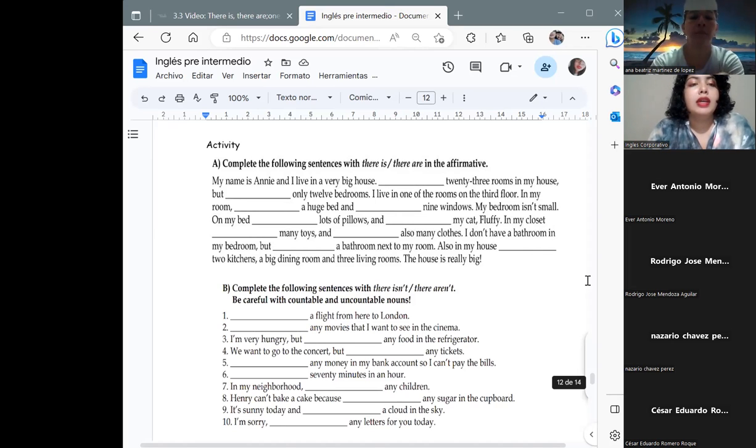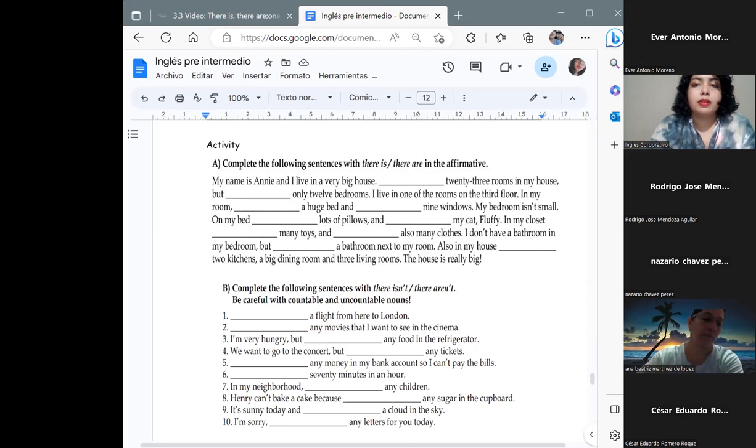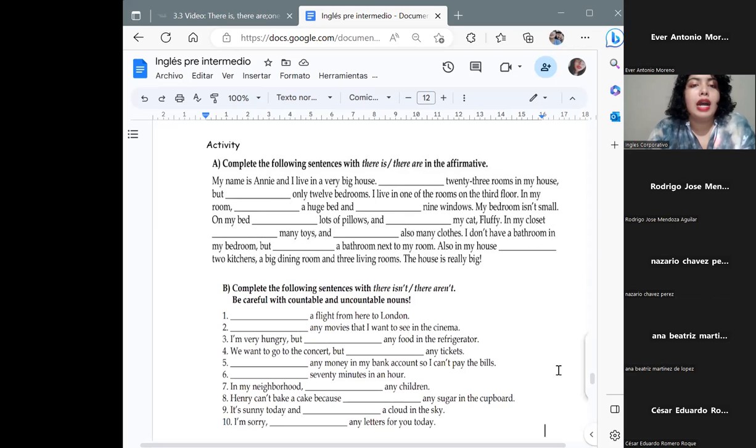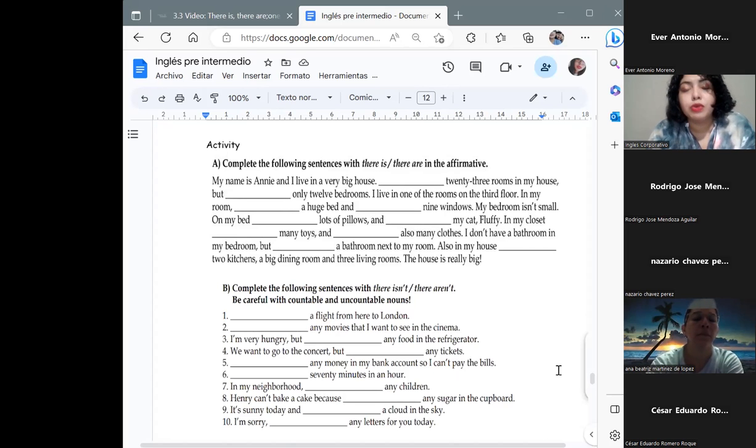So, in the first part, my name is Annie and I live in a very big house. 23 rooms in my house, but only 12 bedrooms. I live in one of the rooms on the third floor. In my room, a huge bed and 9 windows. My bedroom isn't small. On my bed, lots of pillows and my cat, Fluffy. In my closet, many toys and also many clothes. I don't have a bathroom in my bedroom, but a bathroom next to my room. Also in my house, 2 kitchens, a big dining room, and 3 living rooms. The house is really big.